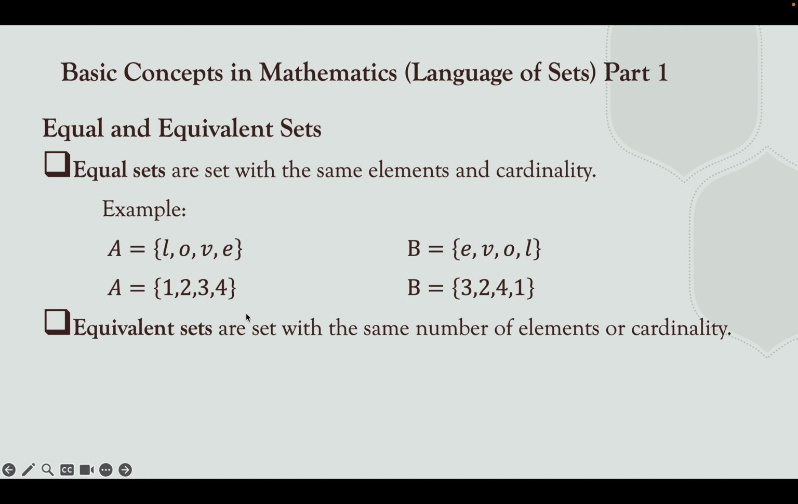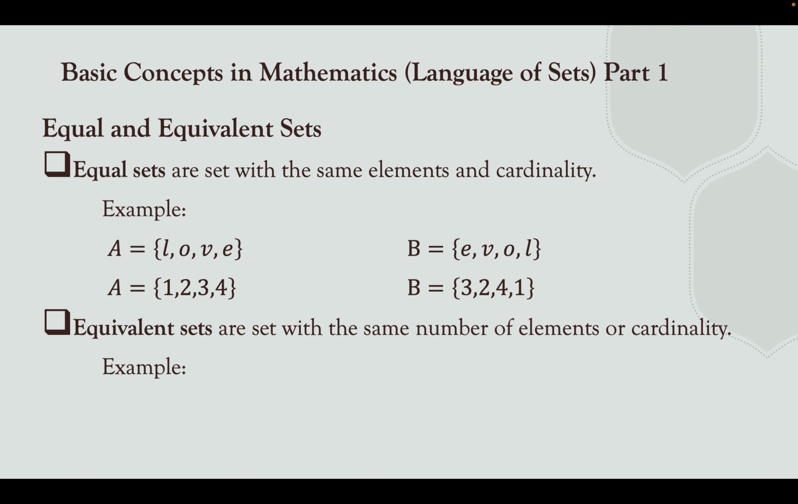Now, what are equivalent sets? Equivalent sets are sets with the same number of elements, or cardinality. We need to remember that equivalent sets are sets that, regardless of their elements, as long as they have the same number of elements in both sets, are considered equivalent sets.